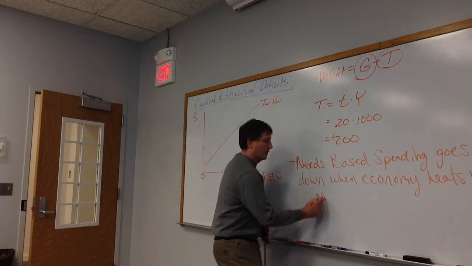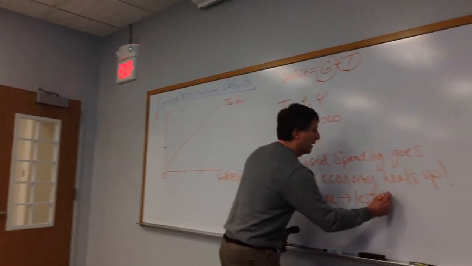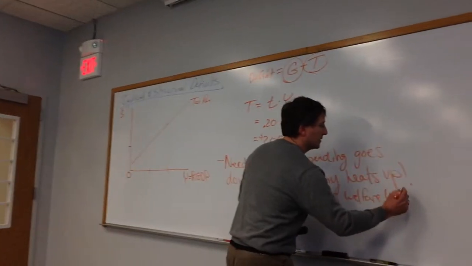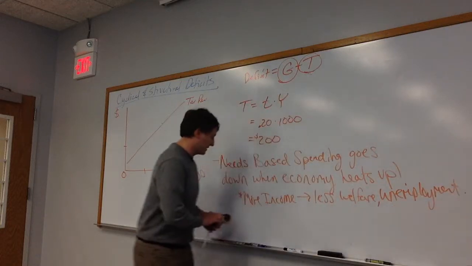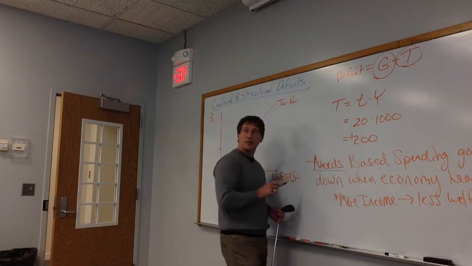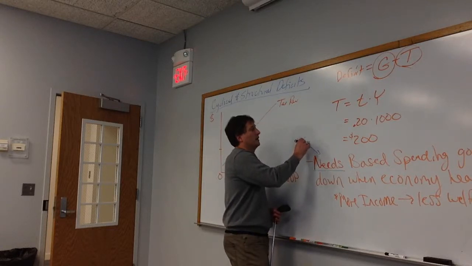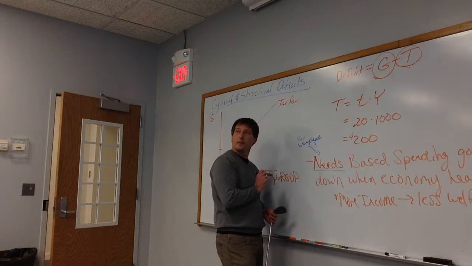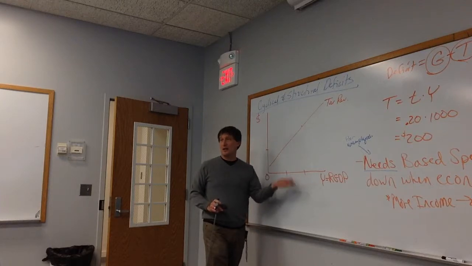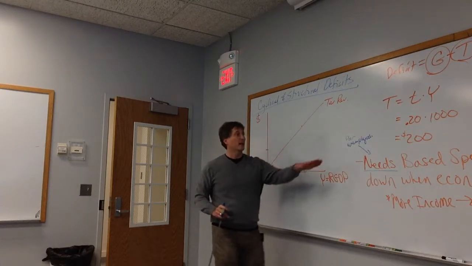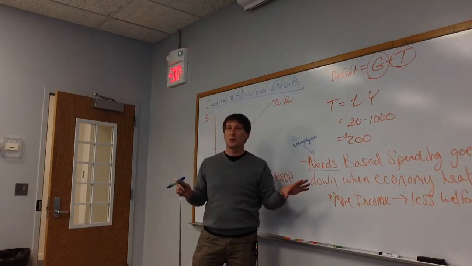So in other words, with more income, we have less welfare, unemployment claims, special programs to help people in need. That's why we call it needs-based programs. So the need is by the person who's poor, unemployed, etc. And so as we have more income, those programs by default actually fall down because there's less unemployment claims. There's less people without a job that might be on some sort of assistance program of some sort.